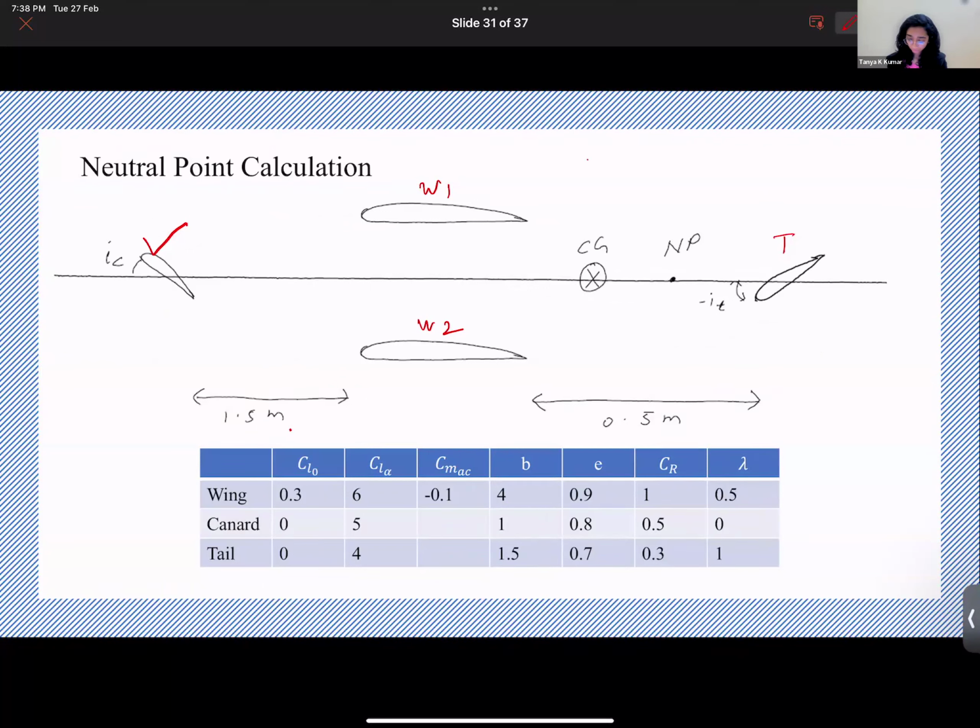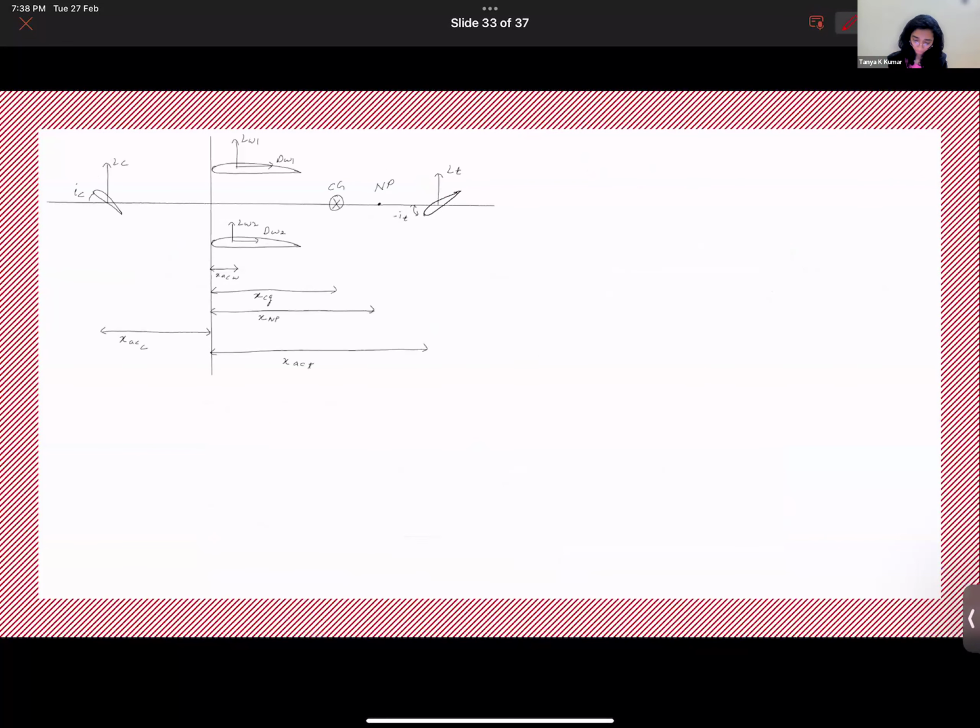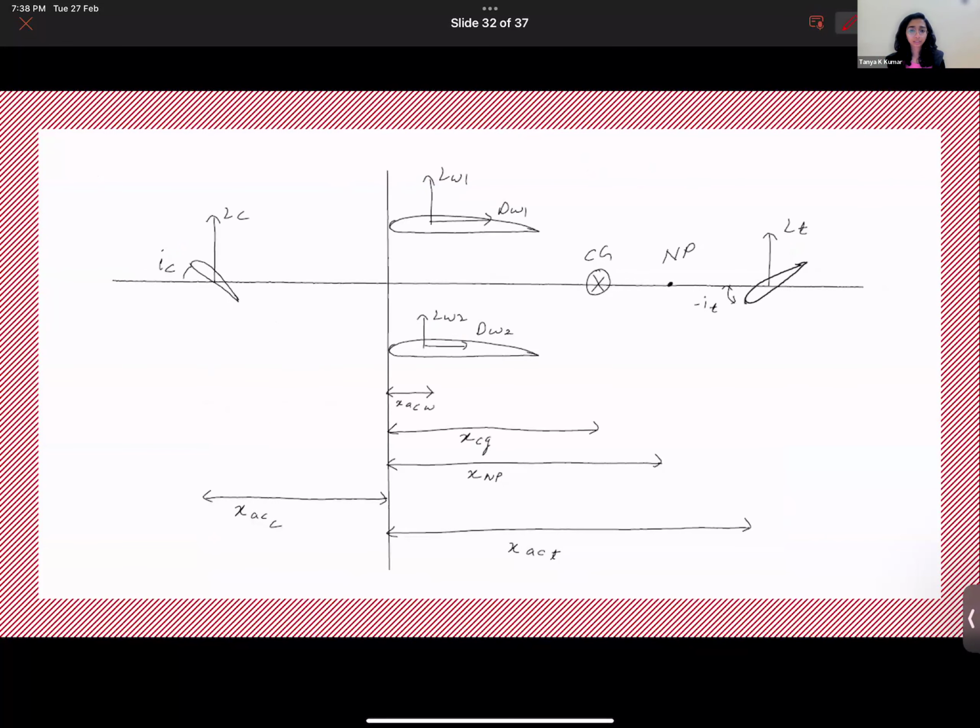Find x bar np. You don't have to find the actual numerical value, just the expression. You can follow the same process that we did before. Find out first, what would be the first step? Let me just write it down. So these are the quantities given to you: XAC wing, XCG, XNP, XAC tail, XAC of the canard. These quantities are defined, they're not given to you. And then you find your expression for XNP in terms of these quantities.